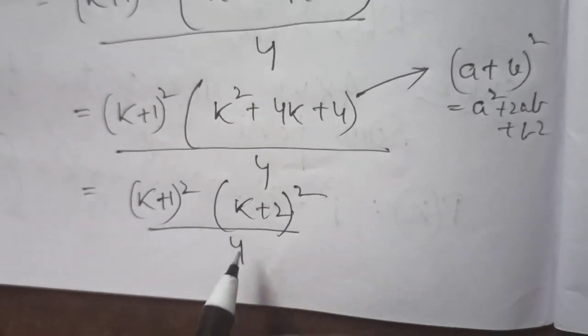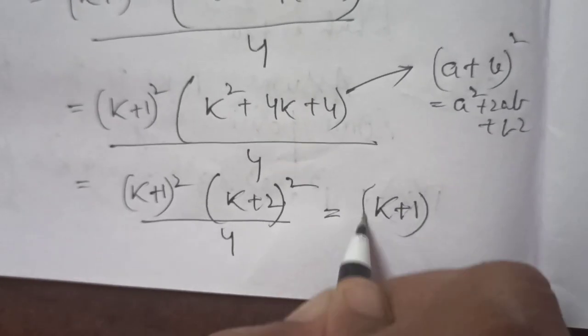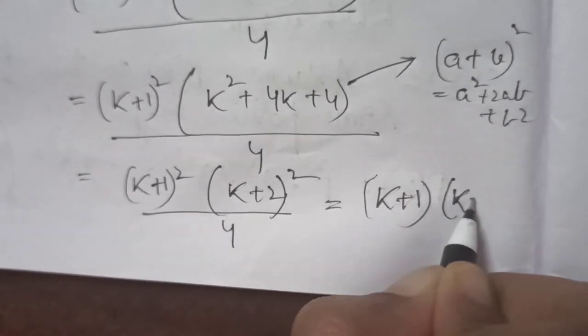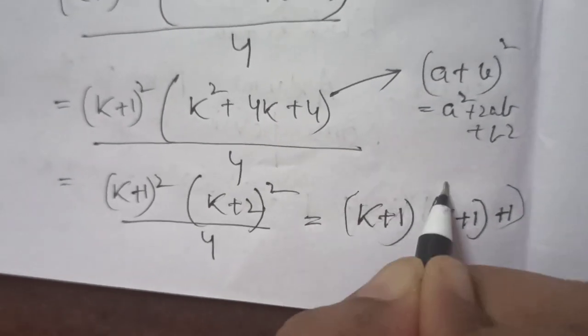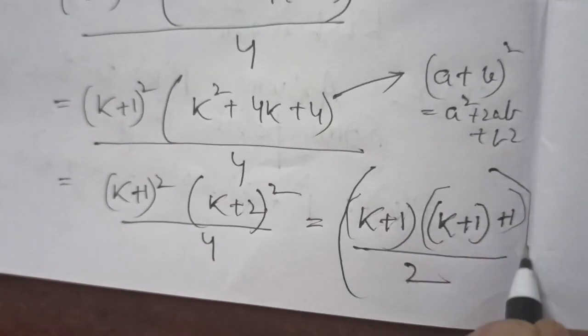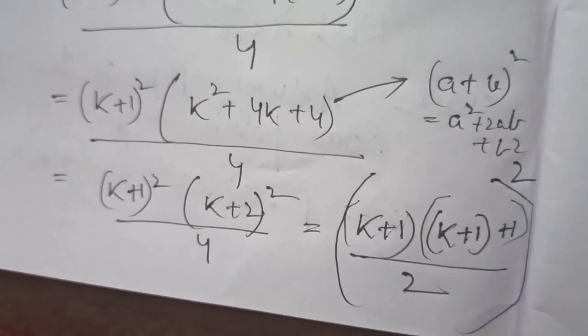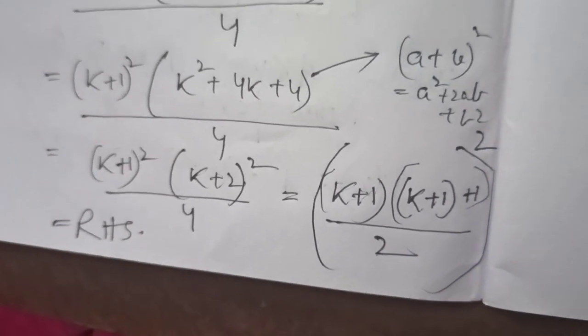The same now I am writing, k plus 2 I can write as k plus 1 plus 1, 4 I am writing as 2 square, and the whole bracket I am writing as a square. This I can write. What is this? This is your RHS. Hence your P of k plus 1 is true.